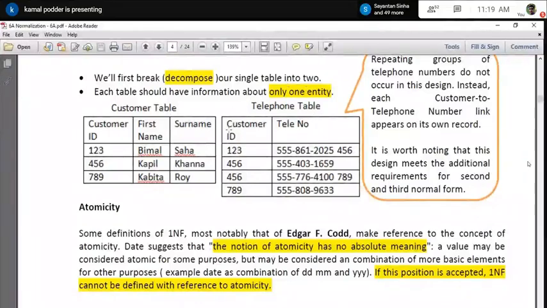What is the primary key? Only customer ID cannot be the primary key. So the combination of this is a primary key. In this way, I just decompose the whole table and introduce a new table for the telephone number. And the other table should actually contain the other customer information, the customer ID, first name and last name.